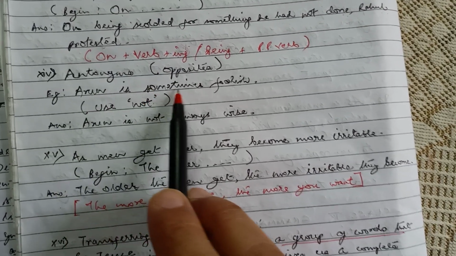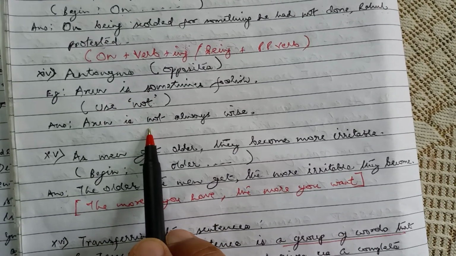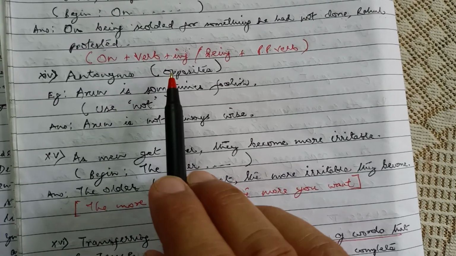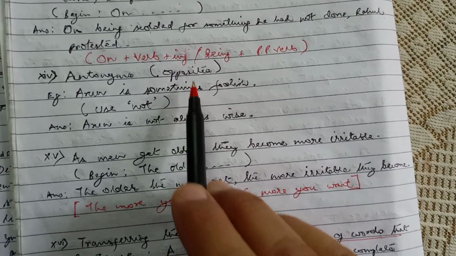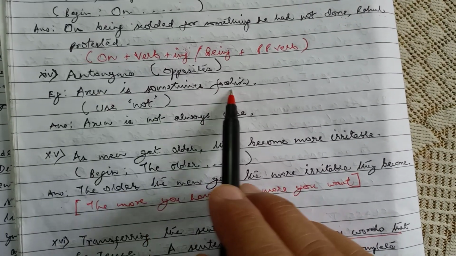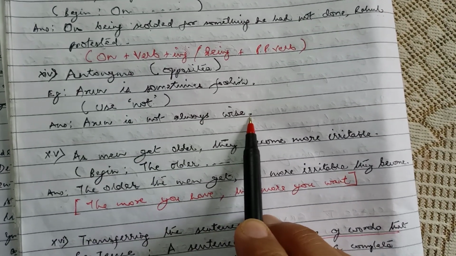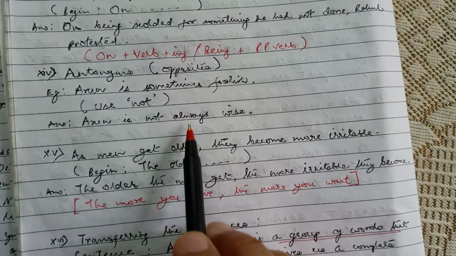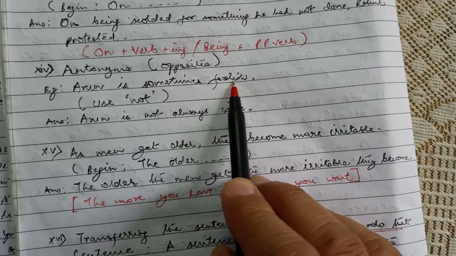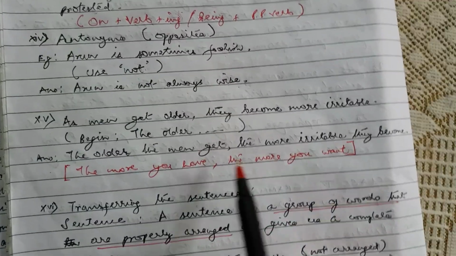So you got the understanding. Arun is sometimes foolish. Use not. Whenever you are indicated use not, look for the opposite. It may be one word to find the opposite, or it may be more than one word. Like here, Arun is sometimes foolish. Arun is not always wise. Opposite of sometimes is always. Opposite of foolish is wise. Okay, so hope it is understood.